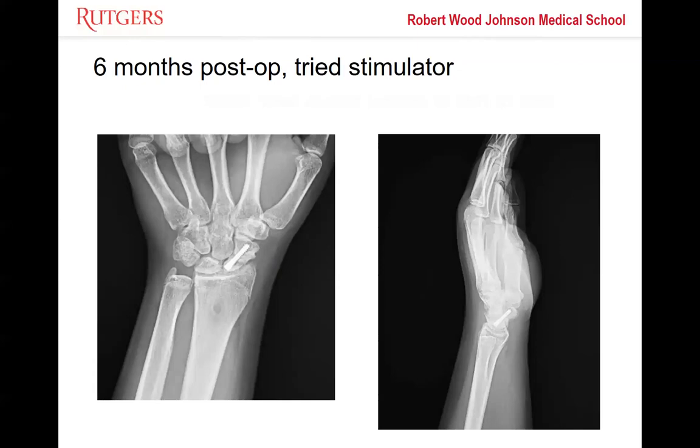They're pretty stoic, so they're like, I have a little bit of pain. We kind of monitor it, and then at 6 months we see these X-rays right here. So Dan, what do you think? What's going on at 6 months?